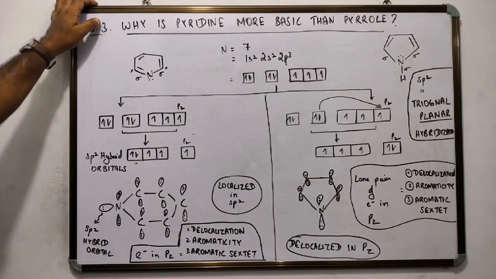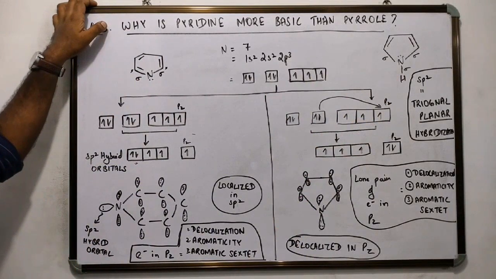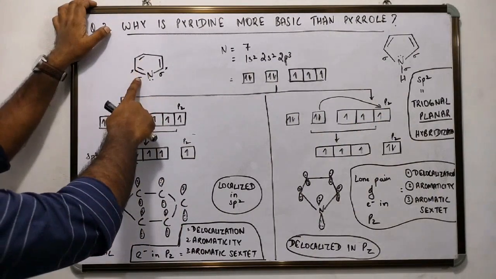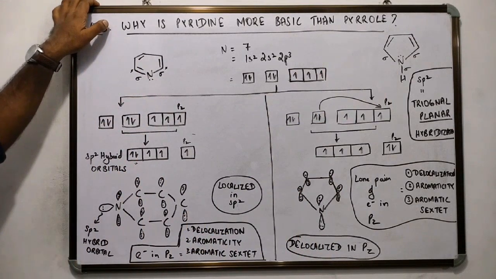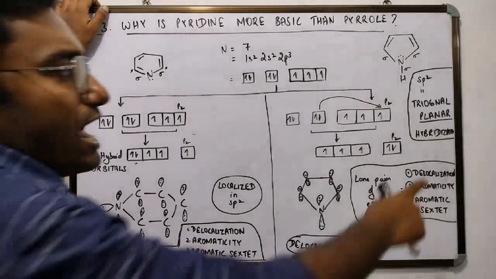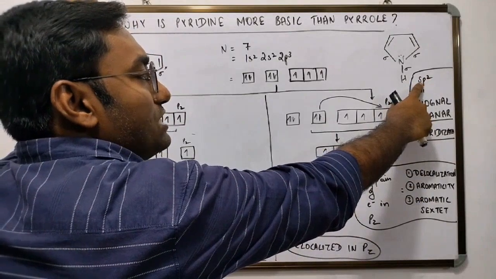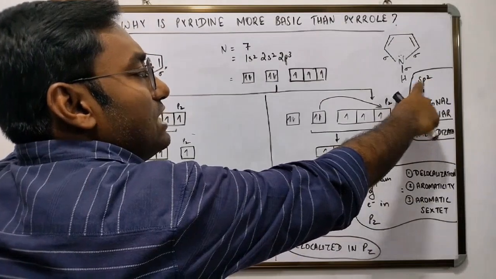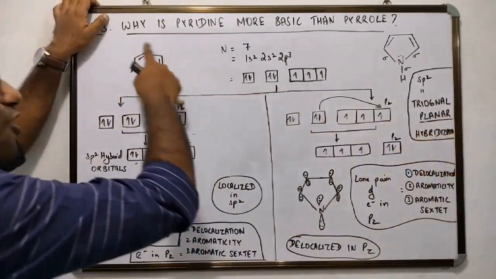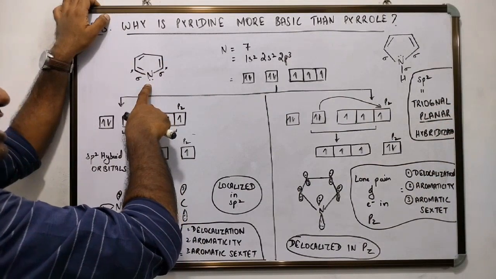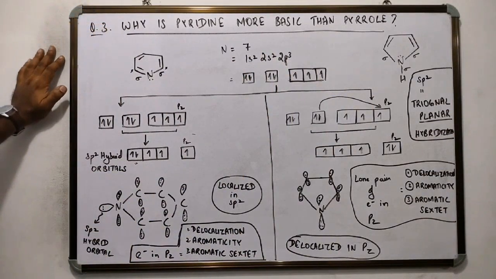X-ray diffraction measurements show that pyridine and pyrrole are planar. That means all atoms of pyridine and pyrrole are in one single plane. This is only possible if all atoms undergo sp2 hybridization, because it is only sp2 hybridization that permits a planar geometry. Therefore, all the atoms, including nitrogen, of pyridine and pyrrole are sp2 hybridized.